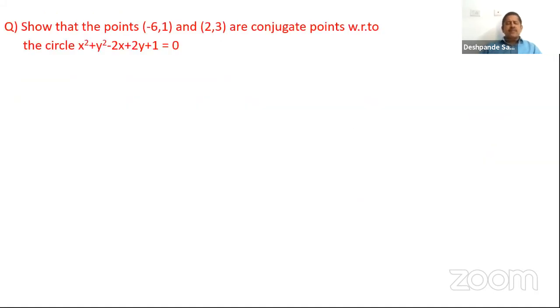So let us take a simple problem here. Show that the points (-6, 1) and (2, 3) are conjugate points with respect to the circle x square plus y square minus 2x plus 2y plus 1 equal to 0. What can you do here? You have two points: one you call (x1, y1), the second (x2, y2). Then you have a circle equation. From the circle equation, you can find the values of g, f, c and simply find S12. If the S12 value is 0, then the two points are conjugate points. So we do the same thing here.